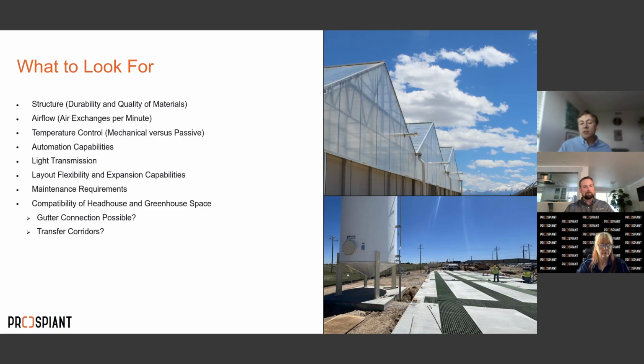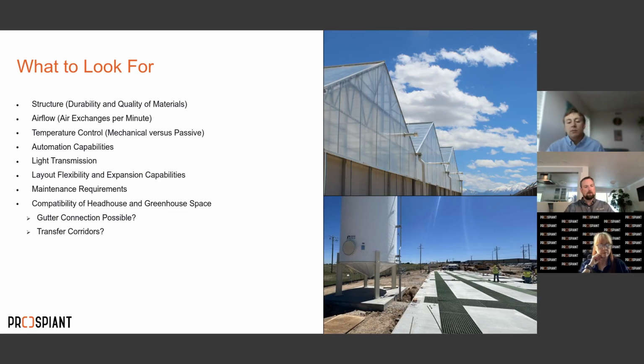Light transmission is going to be a big thing. As Paul kind of said earlier, obviously you want high light transmission in the greenhouse to help grow the microgreens, but in the fish house, you don't necessarily want that high light transmission due to the potential of algae growth and everything else that Paul kind of talked about down there.